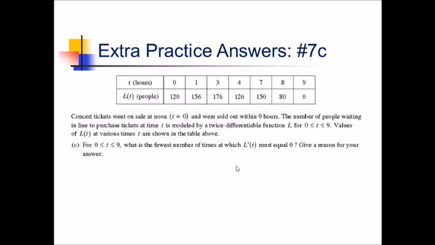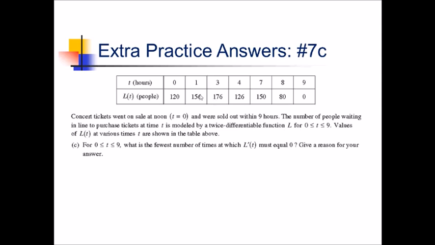So the way I'm attacking this one is I'm looking for sign changes in L prime, which is to say in my graph, in my table, I'm looking for places where L is going from increasing to decreasing or decreasing to increasing. Intuitively, if we look here, we're increasing from 0 to 1 and from 1 to 3, but then from 3 to 4, we're decreasing. So we go from increasing here to decreasing over here, which means that we must have turned around somewhere, which intuitively means we probably have an L prime of 0 somewhere in there.